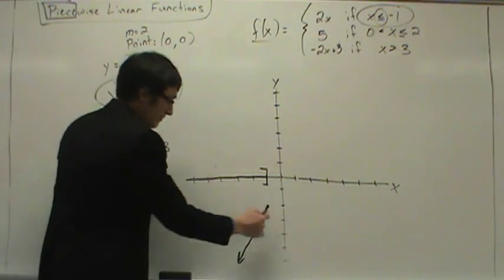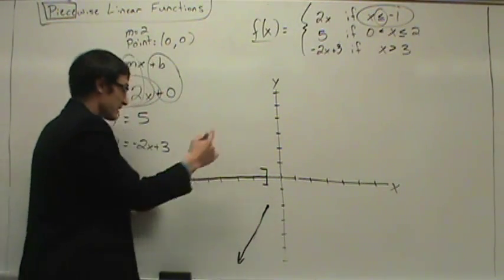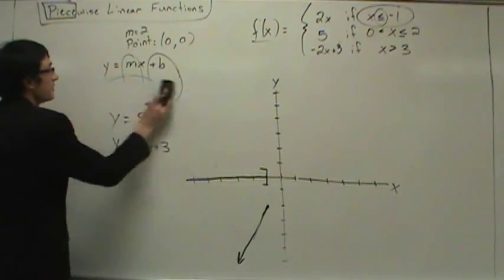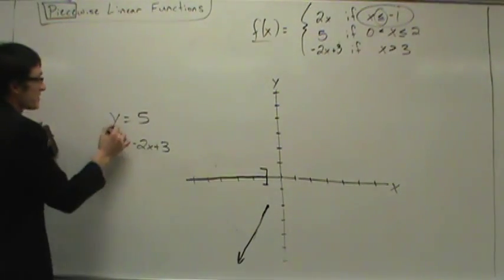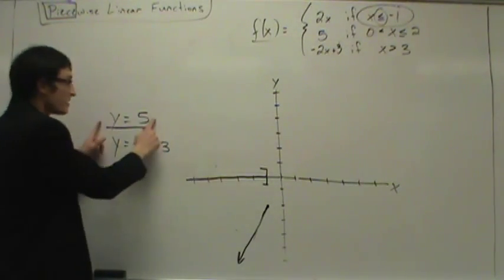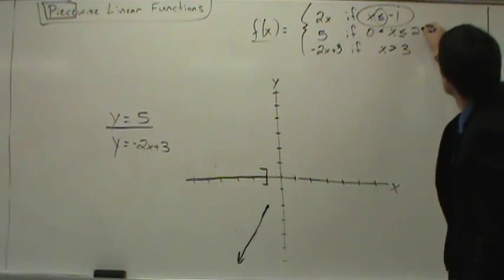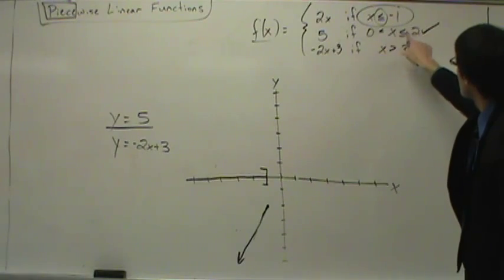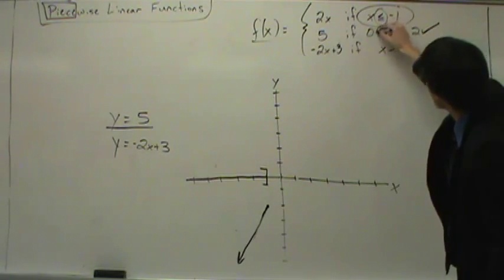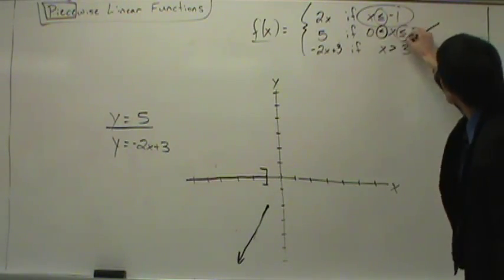Now, that's the first piece. Now let's look at the second. I'm going to erase this. The second piece is the line y equals 5. But before we deal with this, we're going to look at our domain. Domain is all values between what? All values between 0 and 2. Notice we are open at 0 and we are closed at 2.